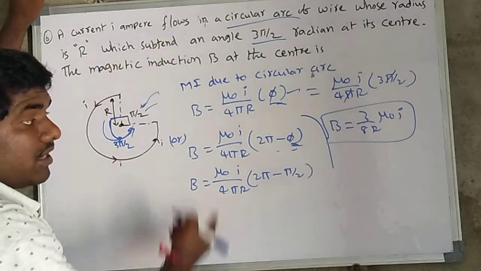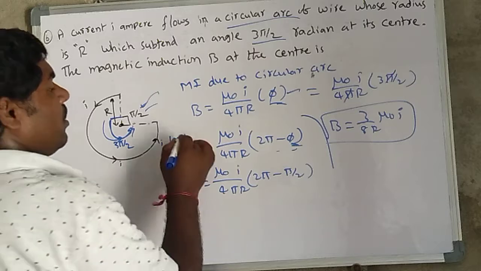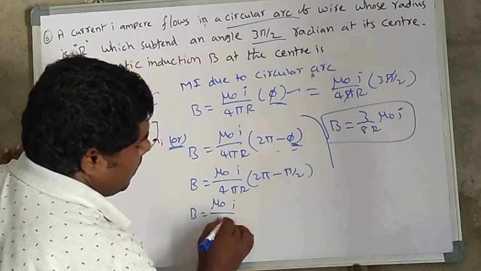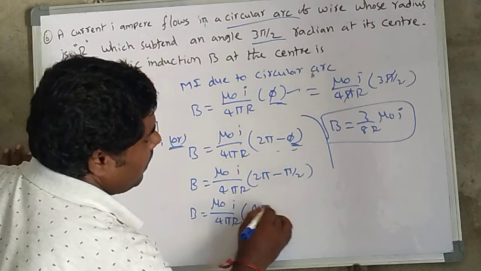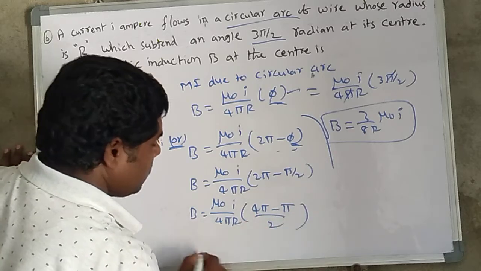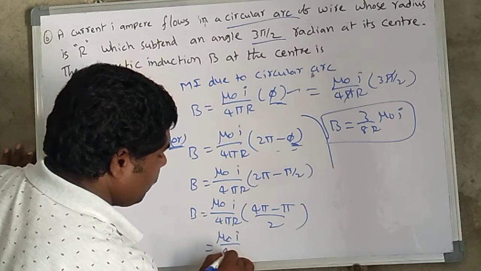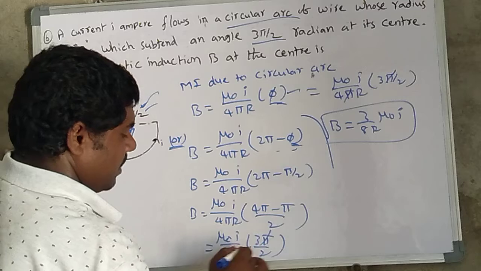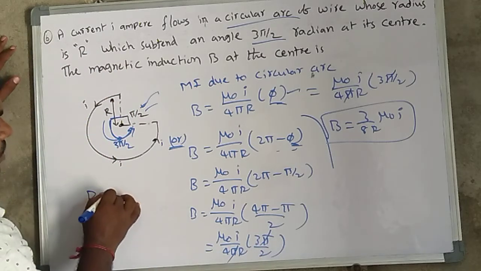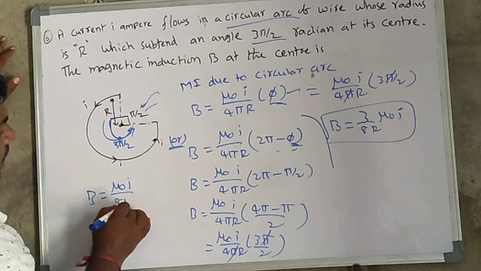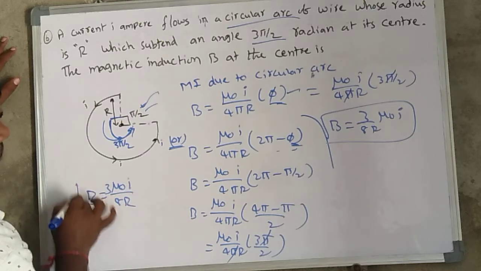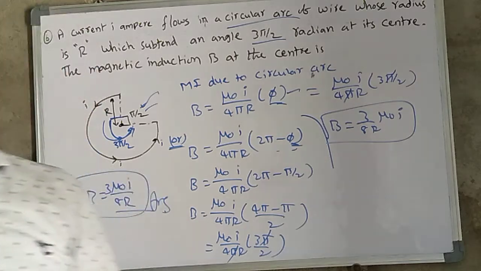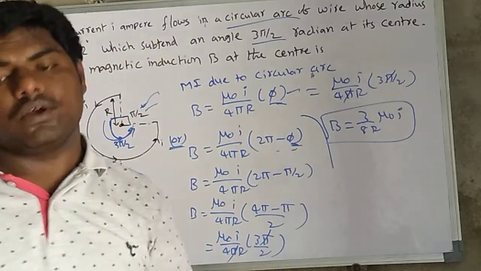Whether this formula, this method also going right or wrong, we are going to check it. So the other case here B is equal to mu naught I divided by 4 pi r into here 2 pi minus pi divided by 2, again 3 mu naught I divided by 4 pi r into 3 pi by 2. See you will get same expression. Pi get cancelled. Here the B is equal to mu naught I divided by 8 r into 3. So this one also another method. This is the answer to the question. You may follow any one of the rule.